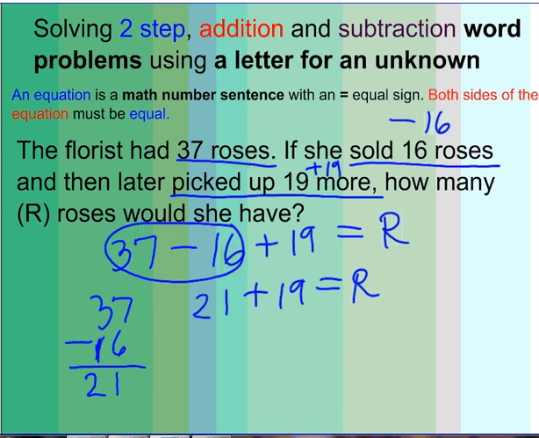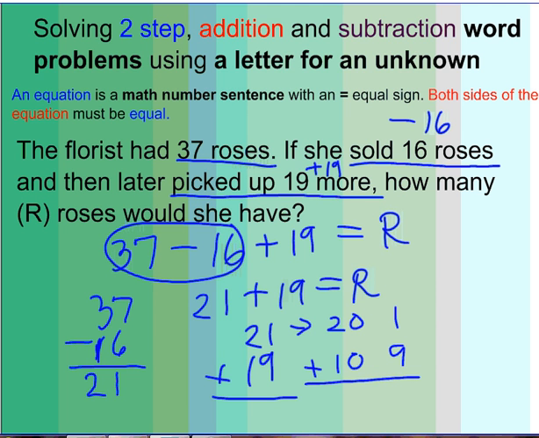I am going to add 21 to 19. This is the 19 that she picked up of roses. I could use partial sums, 20 and 1 and 10 and 9, making sure that I'm adding and not subtracting. I can start with my 10s or I can start with my 1s. I know that 1 plus 9 equals 10 and 20 plus 10 equals 30. 30 plus 10 equals 40. So therefore, R equals 40.